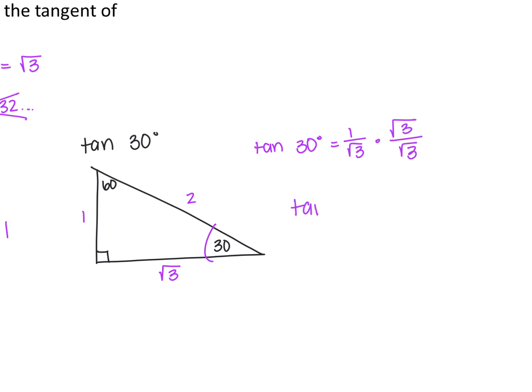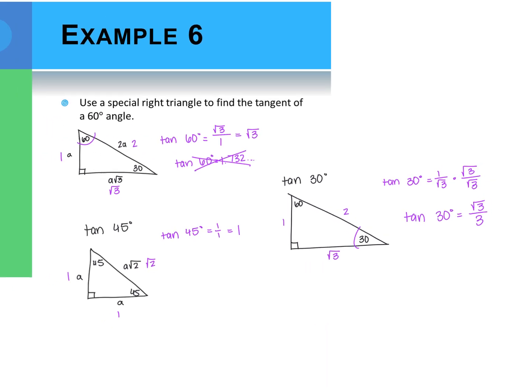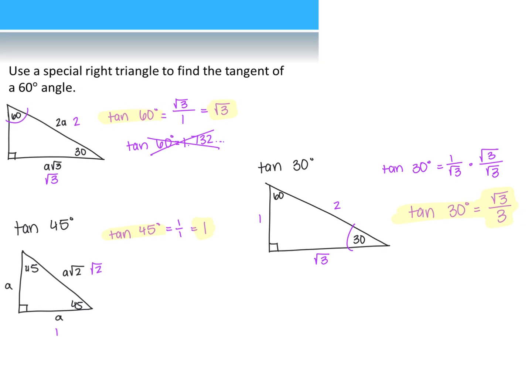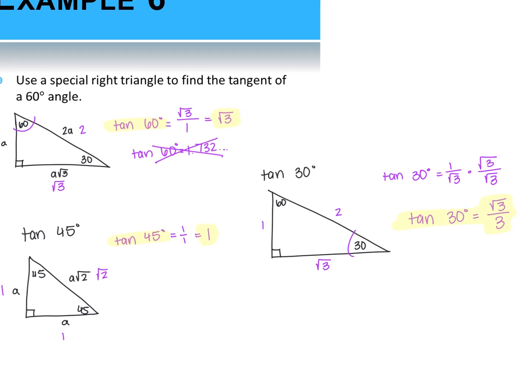And my answer for tan 30. Again, do not plug that into the calculator. You're going to have the square root of 3 over 3 as your answer. So please, for special right triangles, do not just plug them into the calculator. You have to solve them. Again, you are expected to simplify your radicals, so this is in simplest radical form. Do not plug it into your calculator because it will give you a decimal and it will be marked wrong.